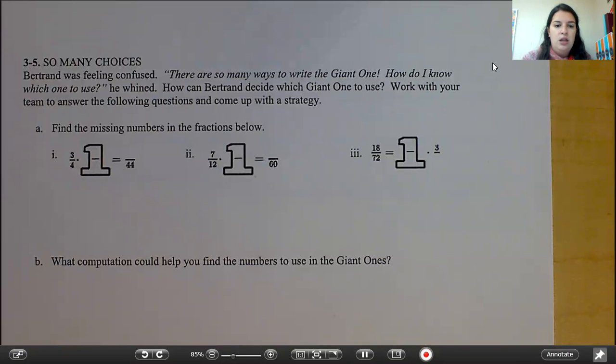Find the missing numbers in the fractions below. And part B says, what computation could help you find the numbers to use in the giant 1s? So go ahead and answer part A. Pause the video and answer parts A and B.